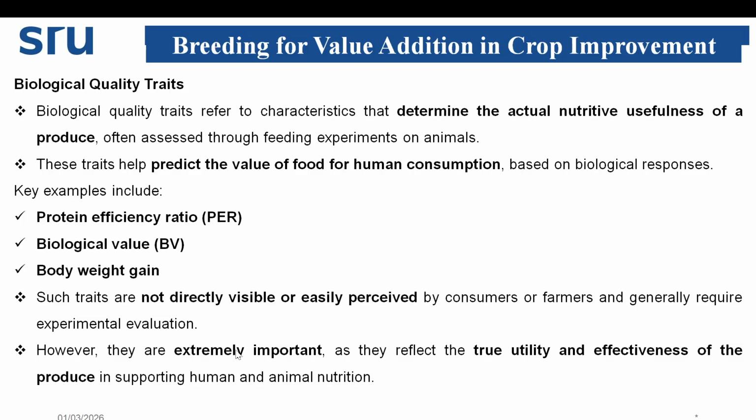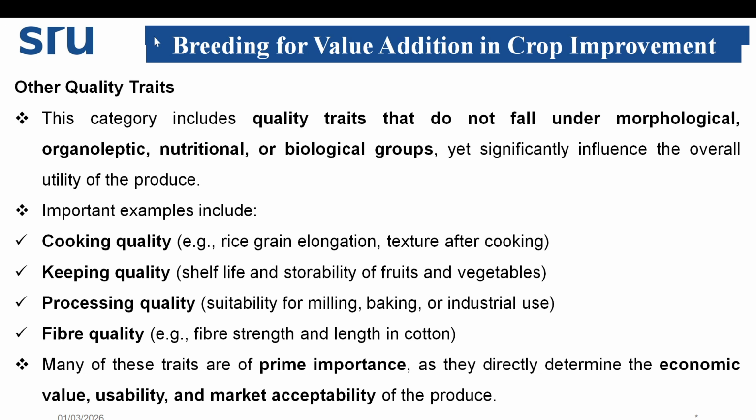However, they are extremely important as they reflect the true utility and effectiveness of the products in supporting human and animal nutrition. So in case of other quality traits, this category includes quality traits that do not fall under morphological, organoleptic and nutritional or biological groups, yet significantly influence the overall utility of the products.